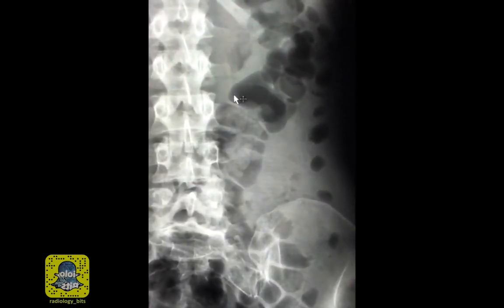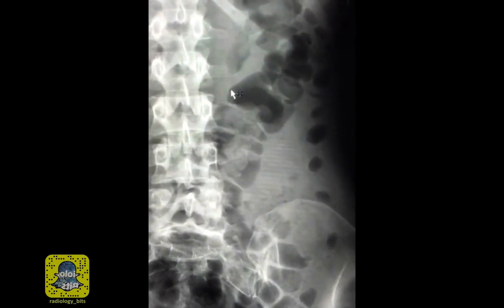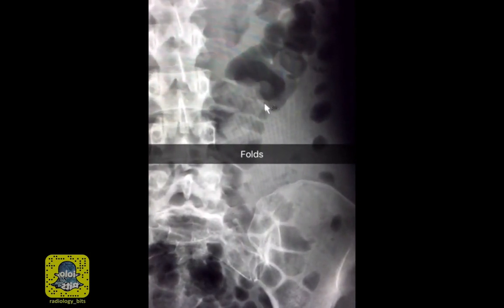In a normal patient without free intra-abdominal air, there is air filling the bowel loop, and that's why you see only the inner edge of the wall. But you could easily assess the appearance of the folds that arise from the wall.